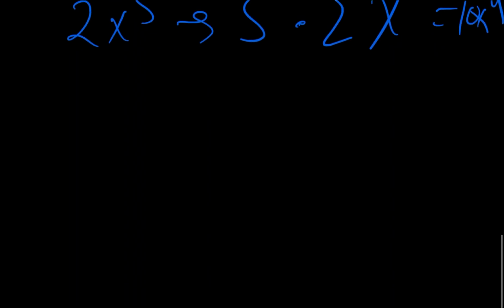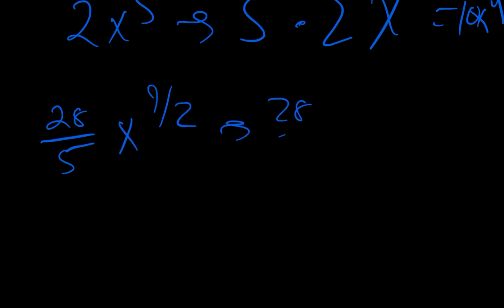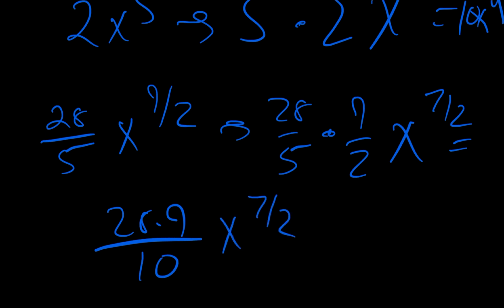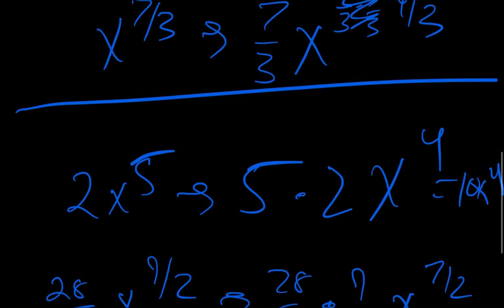Similarly, let's do a complicated one. 28 fifths x to the 9 halves. What do we do? 28 fifths, keep it, times that 9 halves, so you bring that down, x to the power of, subtract 1, 1 is the same thing as 2 halves, 7 halves. So altogether, we have 28 times 9, whatever that is, divided by 10, x to the 7 halves, and that would be the power rule derivative for functions like this.